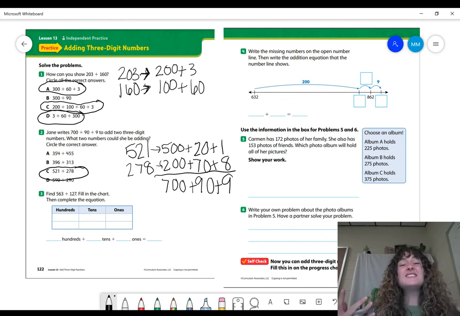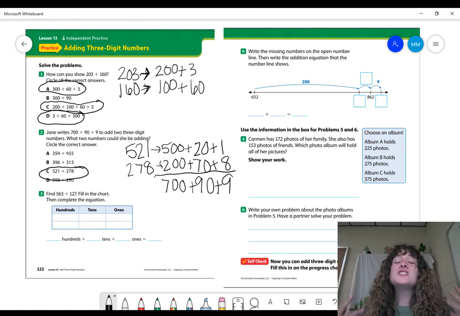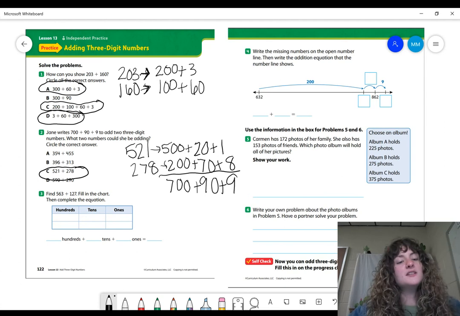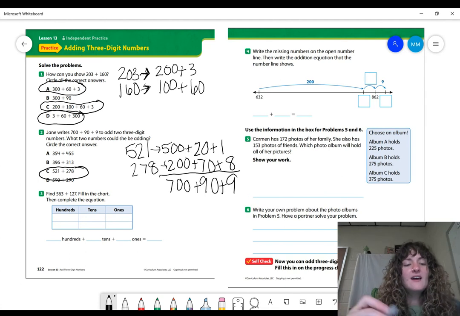All right, whew, that took a while. But that's what we have to do with math, Smarties. We have to work out our problems to find our correct answer. All right, let's go to number 3. It says find 563 plus 127. Fill in the chart, then complete the equation. All right, so we're going to start with 563.